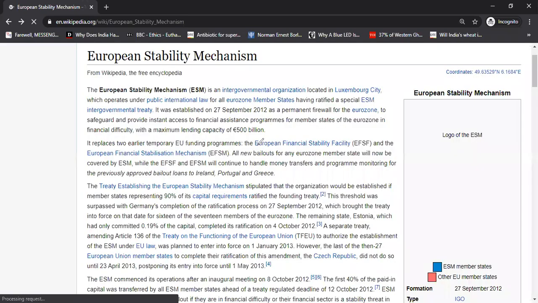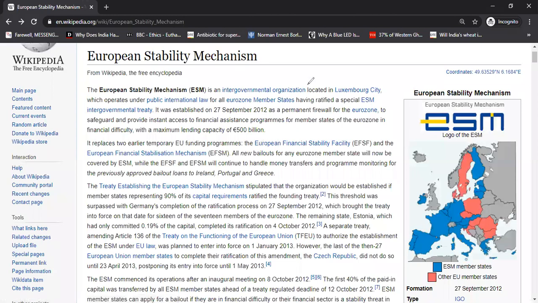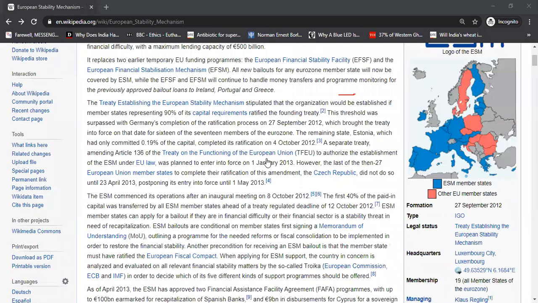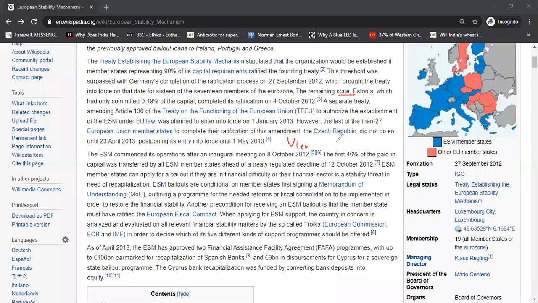It takes some time. So as you can see in the Wikipedia page also, that ESM is an intergovernmental organization located in Luxembourg City. See, this is important. Sometimes when they ask you the headquarter and everything, we generally feel that if it is about Euro, then Vienna or Geneva. No, it's not always correct. Here, the headquarter of European Stability Mechanism is in Luxembourg City, Luxembourg, right?